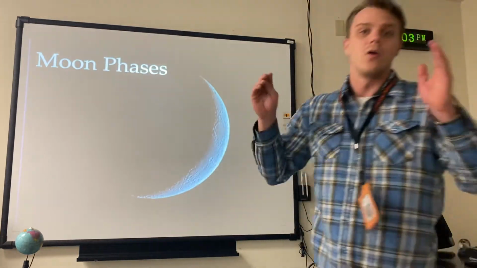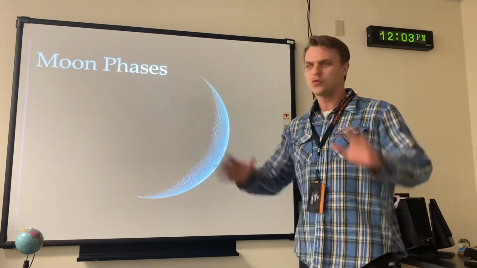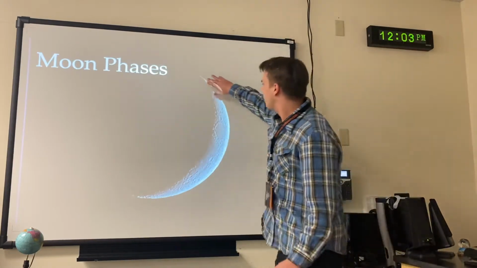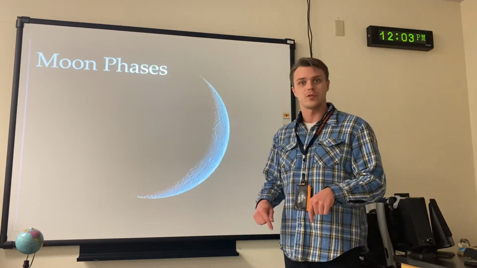So, what causes the phases of the moon? I want you to try and think about the actual cause of why we get different parts of the moon being lit seen from Earth. So try and explain that.